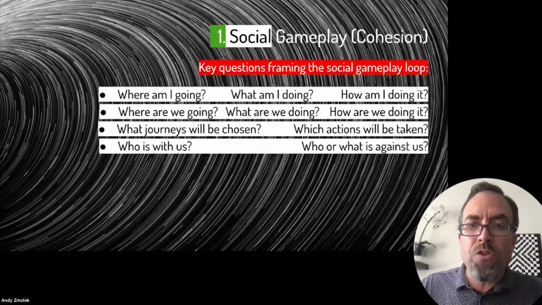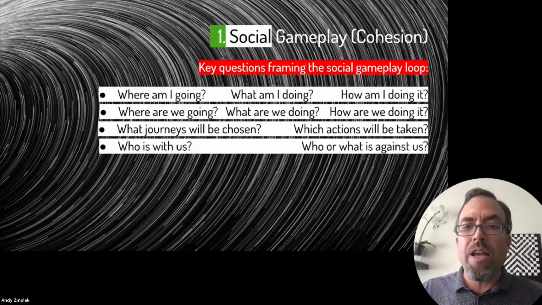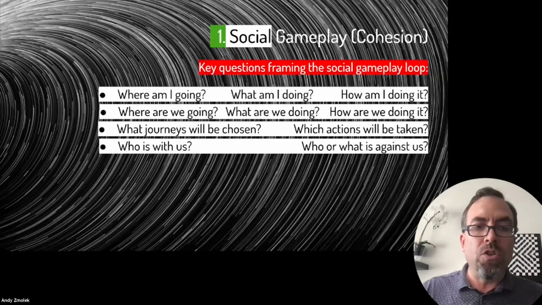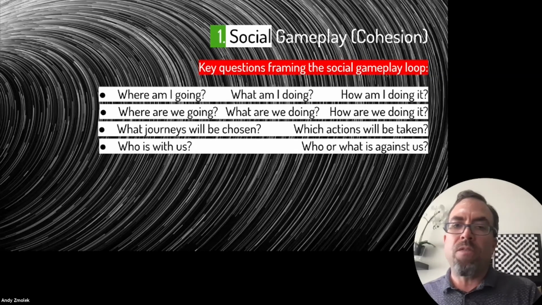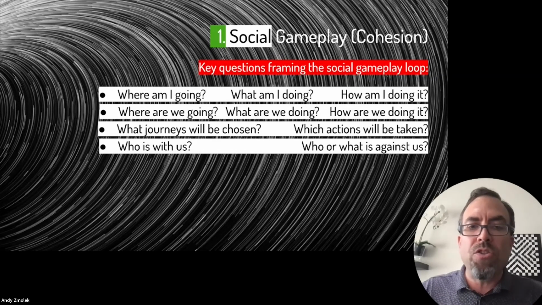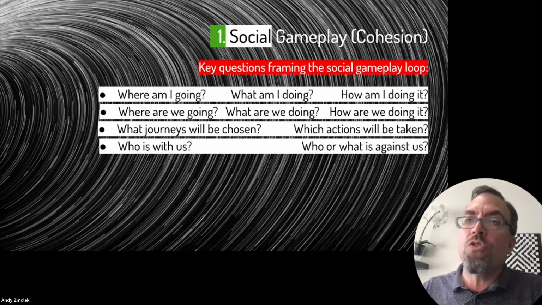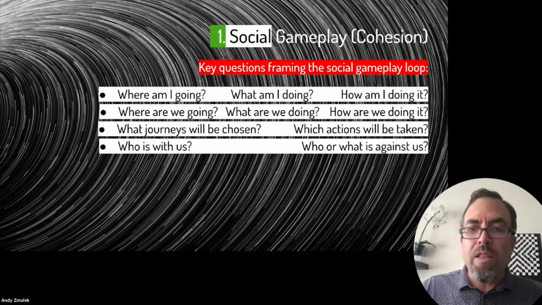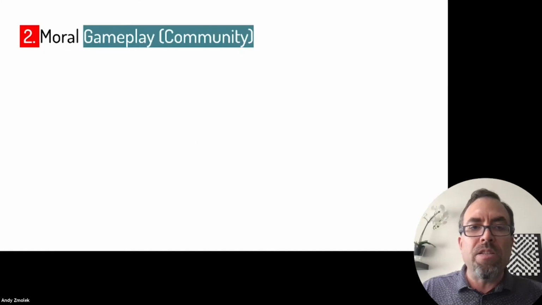So if you start with that as your first dimension, this is the loop that happens after we get outside of ourselves and begin interacting socially. We're asking this question of ourselves: where am I going? What am I doing? Where are we going? What are the journeys that we're choosing? Who's with us? Who's against us? That's all happening in this loop, right?